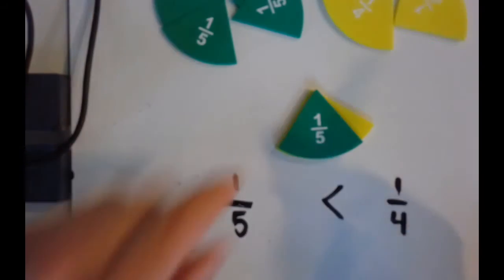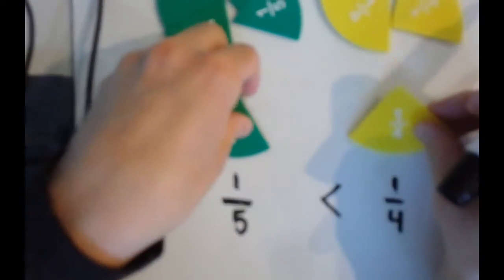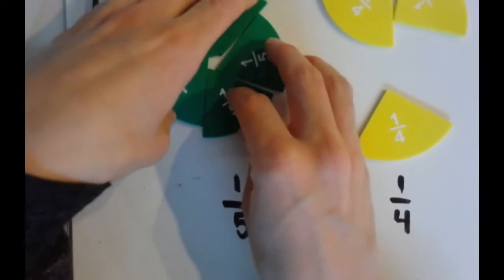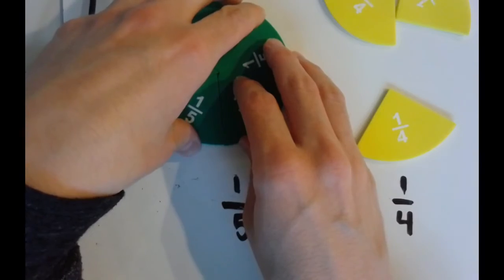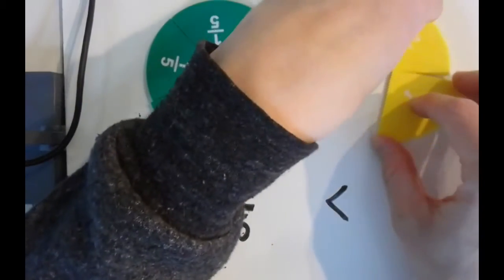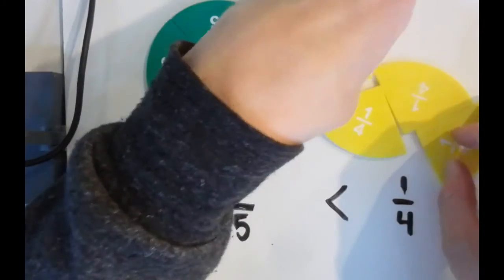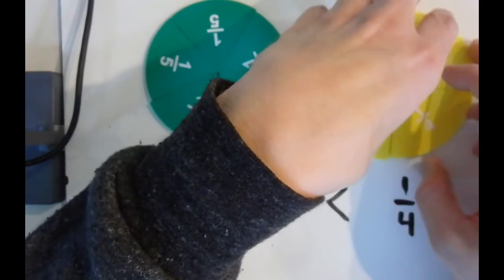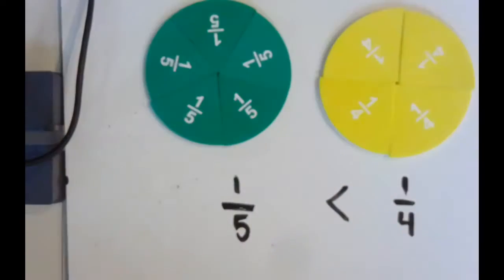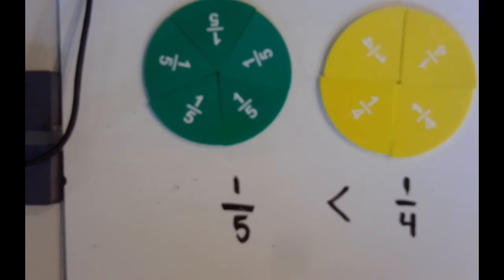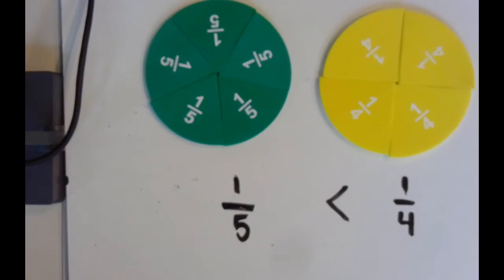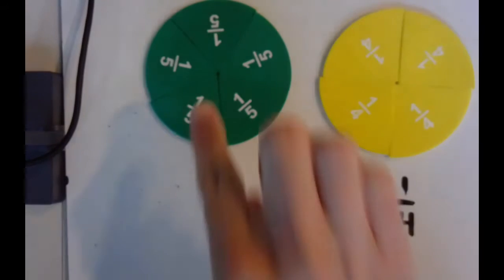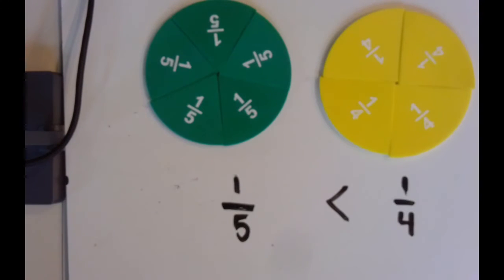And the reason for that is because when you cut a pie into more pieces, each piece becomes smaller. When you cut a pie into less pieces, the pieces that you cut are larger. So, if I were to cut another pie into 6ths or 7ths or 8ths, each of those pieces would be even smaller than the one that's cut into 5ths.